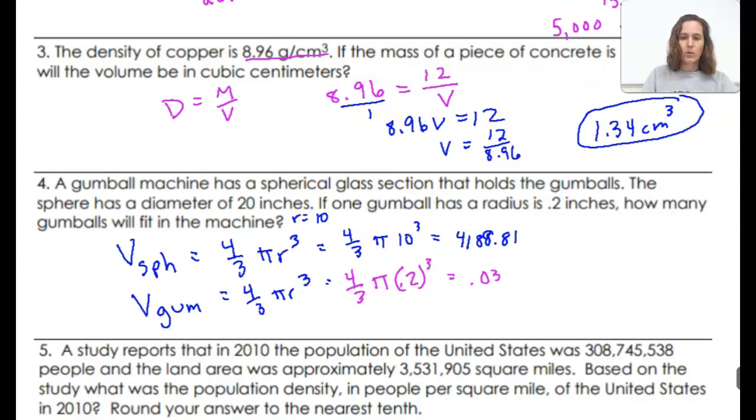cubic inches. So we have the 4,188.81 divided by the 0.03, and that will give us the number of gumballs inside of that machine. So that would come out to 139,626 gumballs.